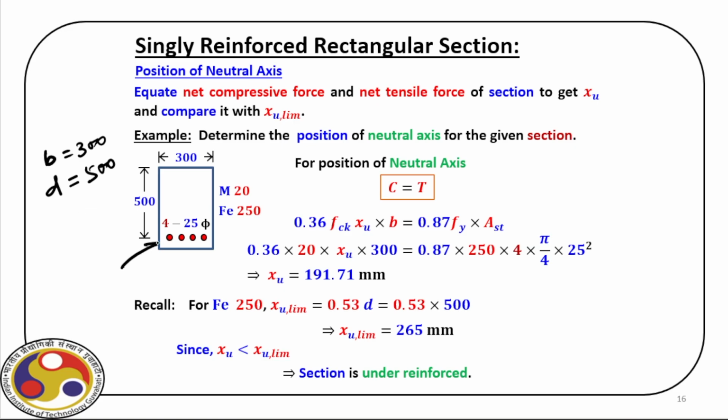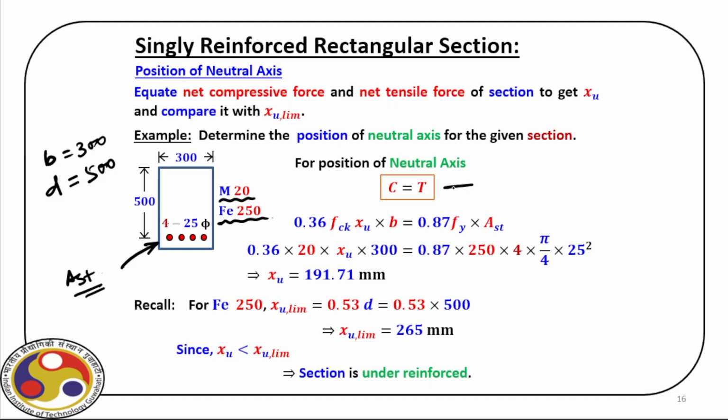We also have here the amount of steel is given. We have 4 25 bars here, and we have M20 concrete, and for the time being let us consider Fe 250. Although in reality these days we normally do not prefer this steel, but for this problem let us consider. How to find out the location of the neutral axis?